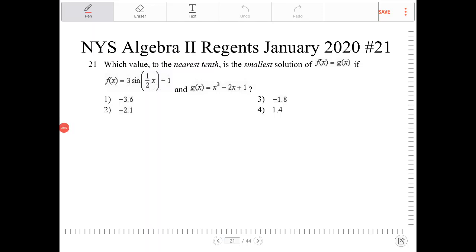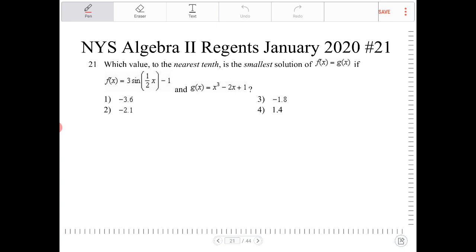Which value to the nearest tenth is the smallest solution of f of x equals g of x, if f of x equals 3 sine half x minus 1 and g of x equals x cubed minus 2x plus 1? To answer this question, we have to resort to using technology because there's no way that we can actually isolate x in this case.